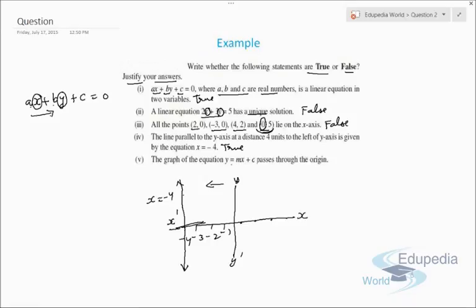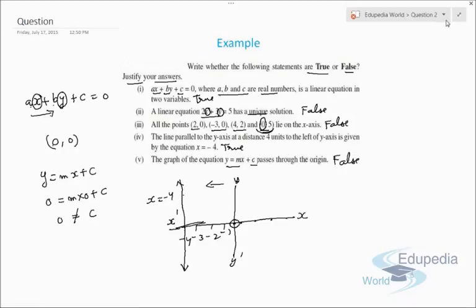Now, the graph of the equation y equals mx plus c passes through the origin. For any equation to pass through the origin, it should satisfy the coordinates (0, 0), meaning it should have a solution as 0 and 0. Now if we put x and y as 0, we get 0 equals m into 0 plus c. So 0 is not equal to c, because we are left with c. So we can clearly say that this equation does not pass through the origin. So this is false. Now let's move on to the next question.